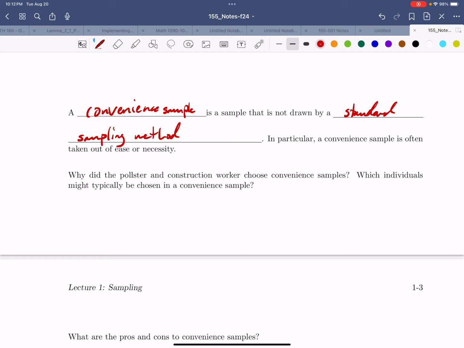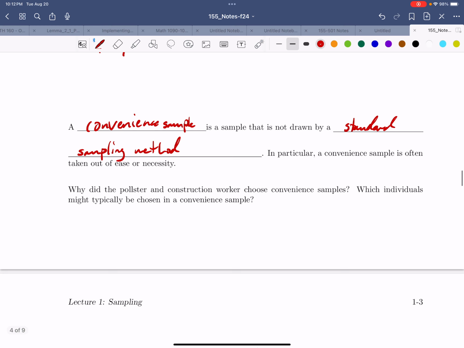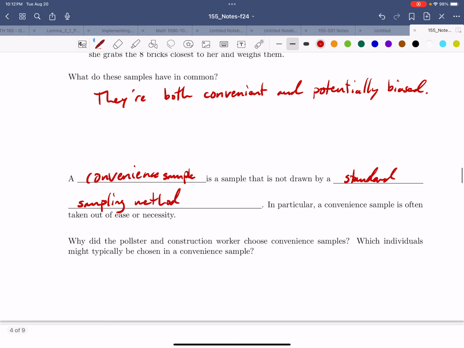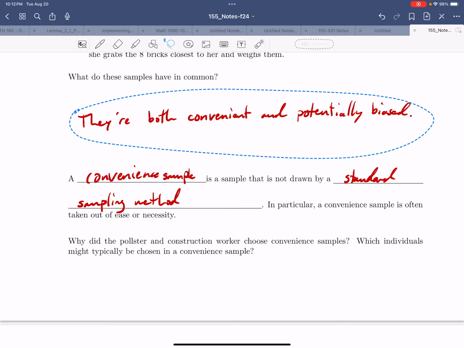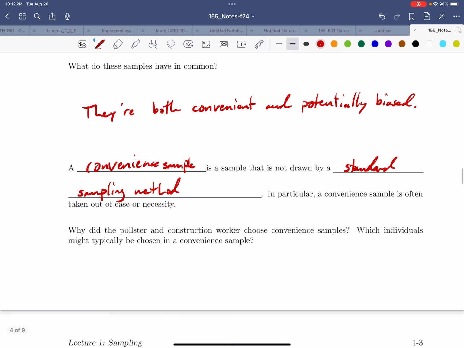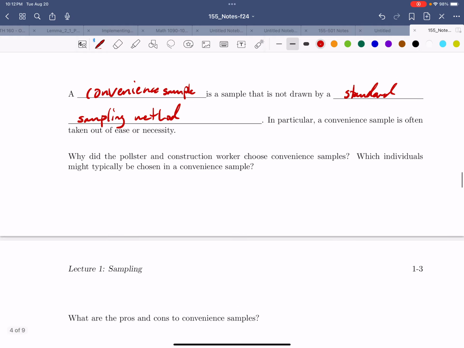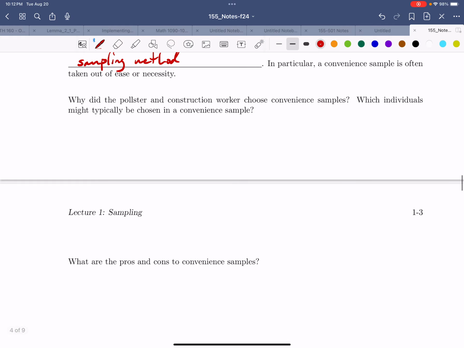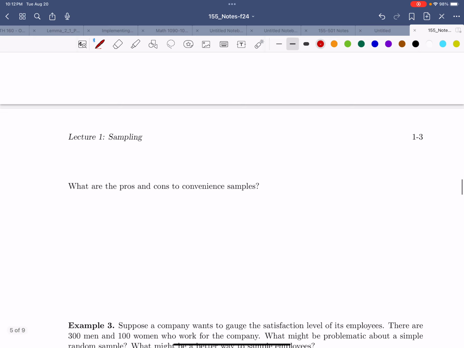But which individuals might be typically chosen in a convenience sample? Well, perhaps it's the people who most want to respond. It's just the people closest to you, right? The easiest response that you can get is going to be chosen in a convenience sample. That can be good, but it can also be bad. It can lead to something called bias, which we'll study later on. So here, if you want, you can write down what I was saying, but I'll leave this up to you.